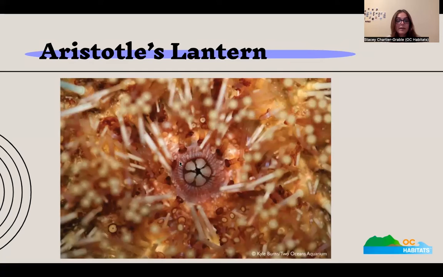Here is their mouth right here. It's known as Aristotle's lantern. They have 5 really sharp teeth that they use to scrape algae off rocks and things.